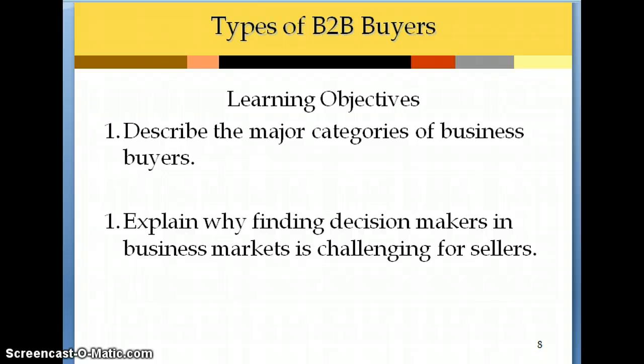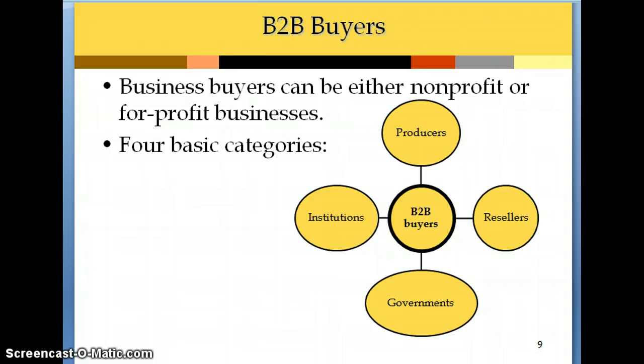Let's look at the major categories of business buyers and explain why finding decision makers in business markets is challenging for sellers. This section will discuss the types of buyers in B2B markets. Producers are companies that purchase goods and services that they transform into other products. This includes manufacturers as well as service providers.